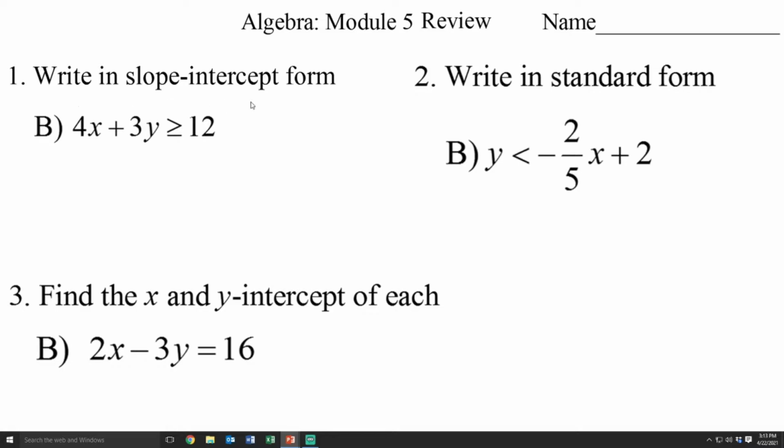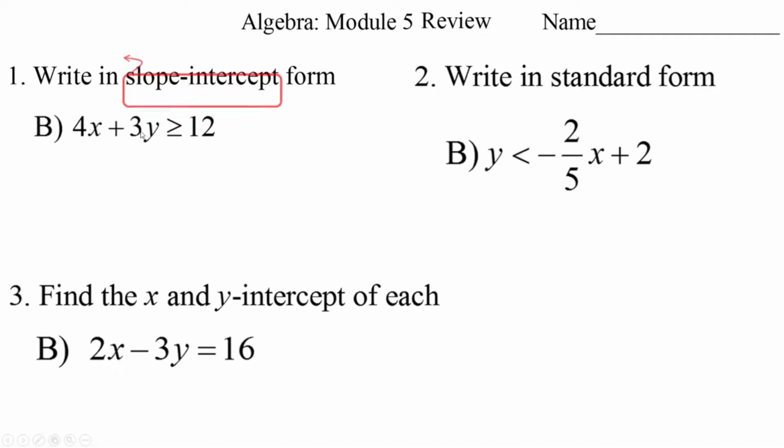Write in slope-intercept form 4x plus 3y is greater than or equal to 12. All right, so essentially all you need to do here is solve for this y right here, because slope-intercept form is y equals m times x plus b, where m is the slope of your linear equation and b is your y-intercept. So let's solve for this y right here.